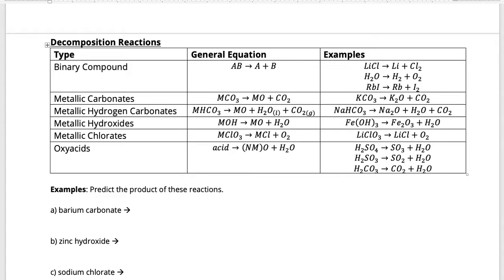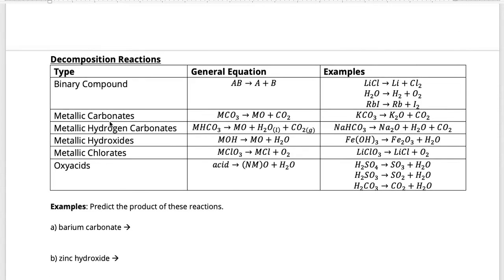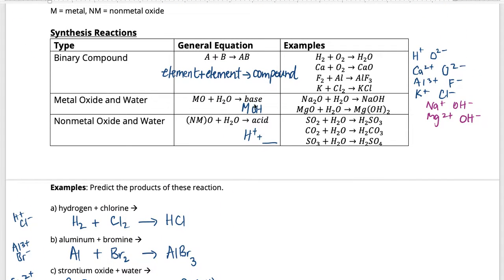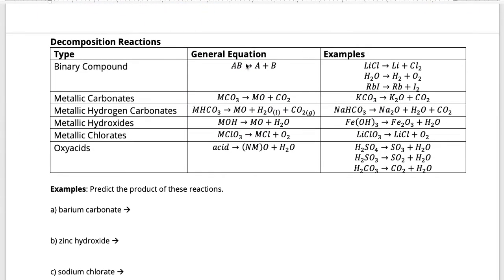Okay, here are the decomposition reactions. So these are the opposite. Before, we were creating one product, right? So with the synthesis reaction, we created the one product, a base, an acid, or just a compound like that. Decomposition, we're going the other way around. We're starting with one reactant, and then yes, things fall to pieces here, okay?